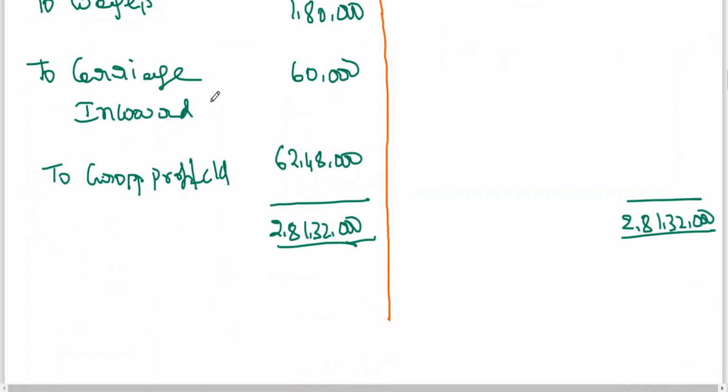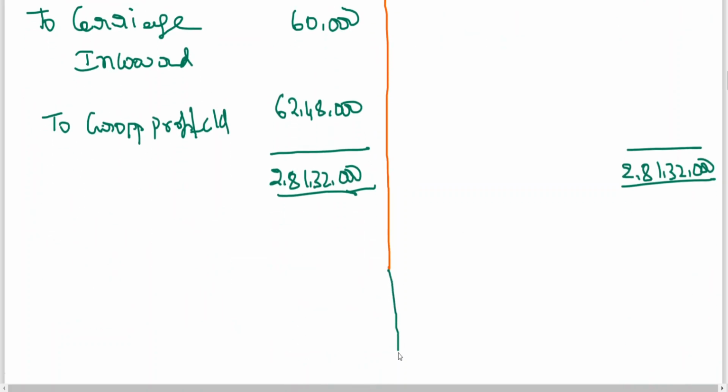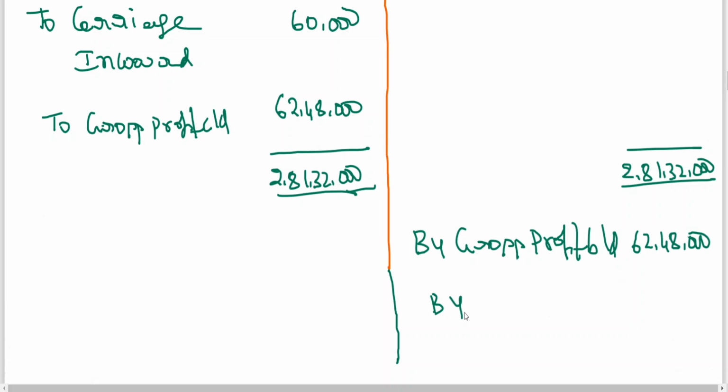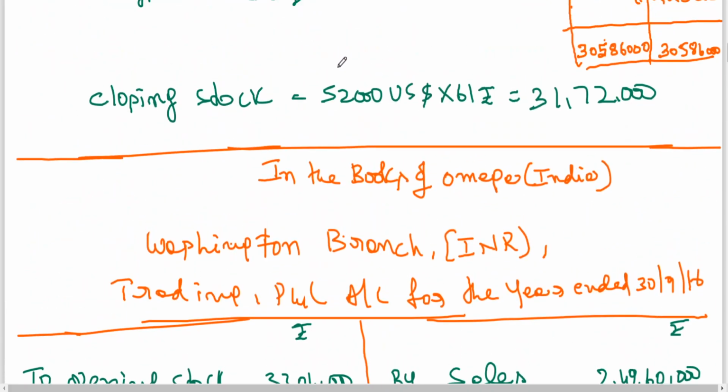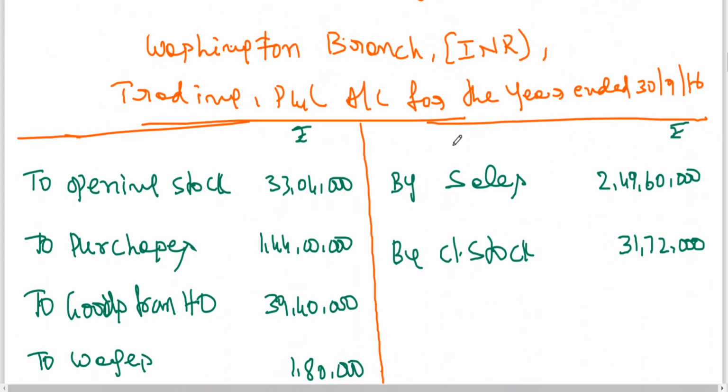Now this will be taken to where? P&L account, by gross profit brought down. And you also got some exchange gain, no? By difference in exchange, you got 2 lakhs 28,000 exchange gain.